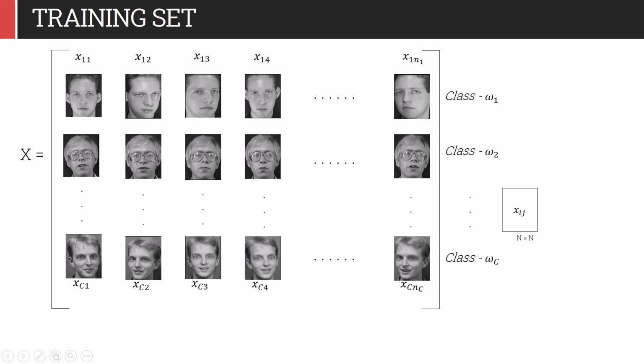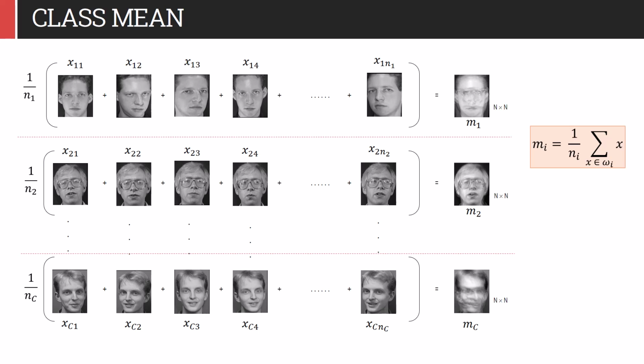So that indicates the number of samples in that class, and the xc term indicates which class you are referring to. nc indicates how many images in that class, and xc indicates which class we are referring to. So this is class omega 1, class omega 2 up to class omega c. That many classes we have, and each image is of dimension n by n as we assumed in PCA. Next step, we have to find out the class mean. So we will add up all the images of class 1 and multiply by 1 by n1. n1 indicates the number of images in class 1.